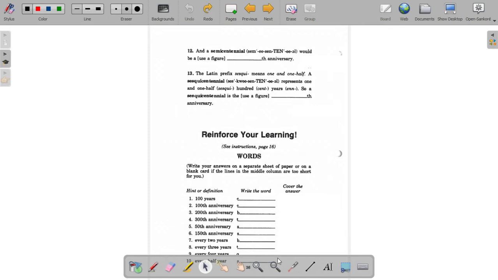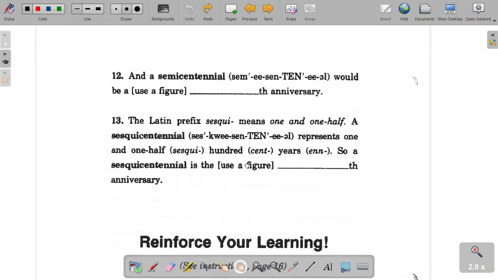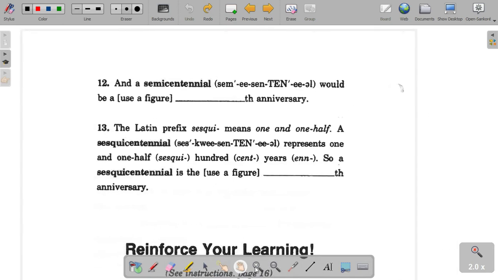Let's see. Oh, okay. And then we have, excuse me. So a semi-centennial would be which anniversary? Half. 45. 50th. Well, it's like half 100 years, right? Right, which would be 50. Half of 100 is 50. Maybe we need to have a math class after this.